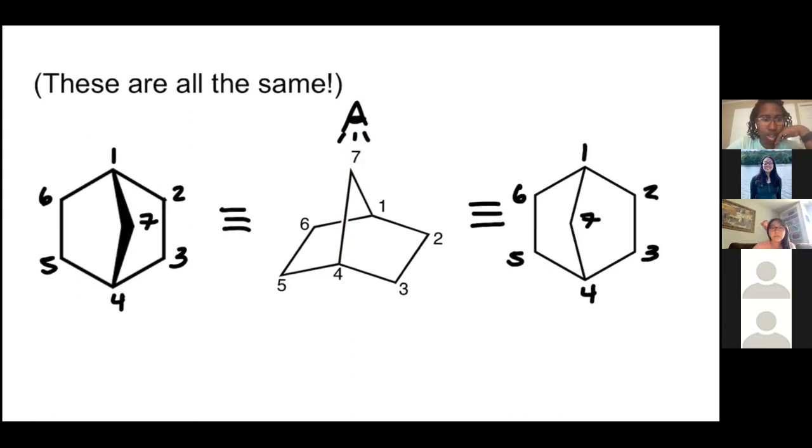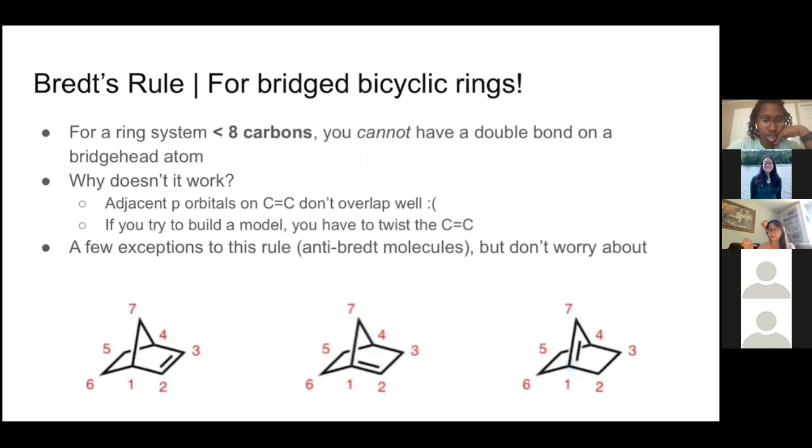Cool. And then last but not least, we're going to be talking a little bit about Bredt's rule. This is used for bridged bicyclic compounds or bridged bicyclic rings. What Bredt's rule is going to say is that for any ring system with less than 8 carbons, it's not less than or equal to, it's just less than, you cannot have a double bond on a bridgehead atom. In this case, bridgehead carbon generally.